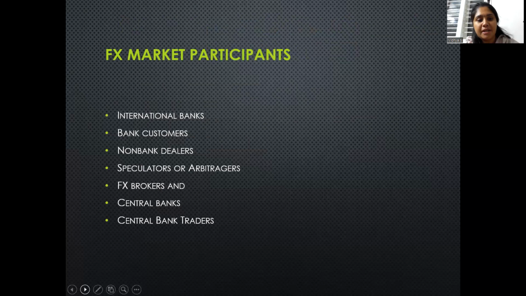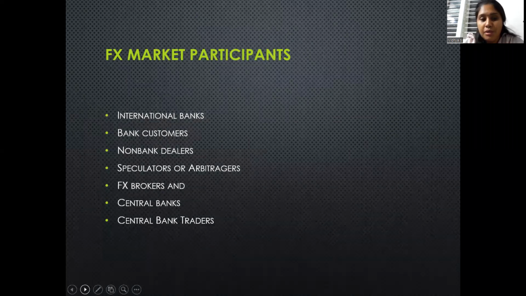So, the forex market participants are your international banks. Each country will have its own banks, to make payments easy for traders. Bank customers are all your MNC companies or large companies. Non-bankers are your mutual fund traders, people who deal in international trade, and speculators. Then you have forex brokers, who trade on your behalf, then the central banks of each country and central bank traders, who trade on their behalf.